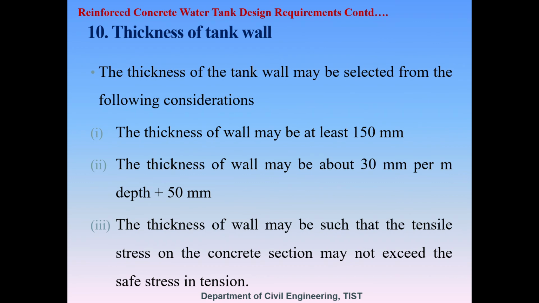This is the thickness of tank wall. The thickness of the tank wall may be selected from the following considerations. The first one is that thickness of wall may be at least 150 mm. Then next, the thickness of wall may be about 30 mm per meter depth plus 50 mm. Then thickness of wall may be such that the tensile stress on concrete section may not exceed the safe stress in tension.